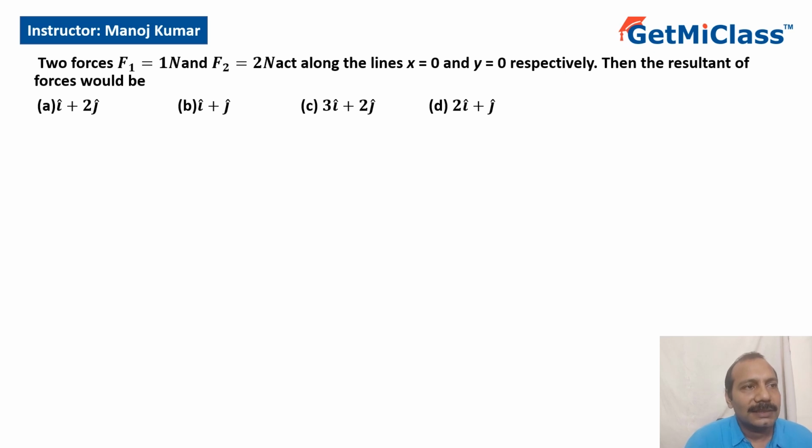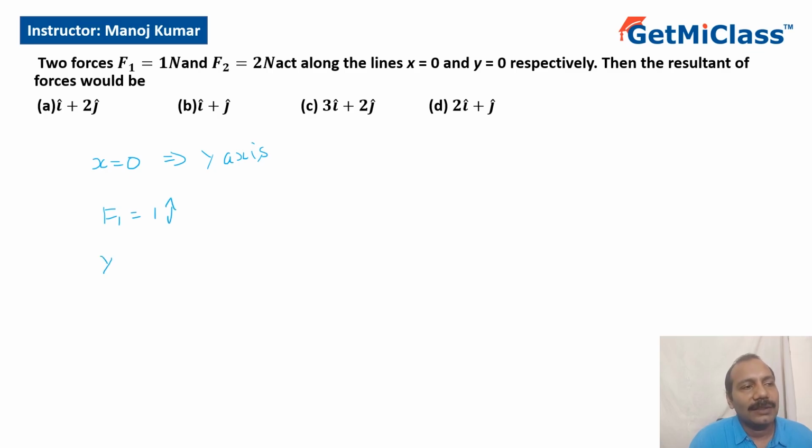This question says two forces F1 equal to 1 Newton and F2 equal to 2 Newton act along the line x equal to 0 and y equal to 0. So x equal to 0 is the y-axis. So x equal to 0, what does it mean? It implies y-axis, right? So F1 is acting along the y-axis, so F1 can be represented as 1 into j.